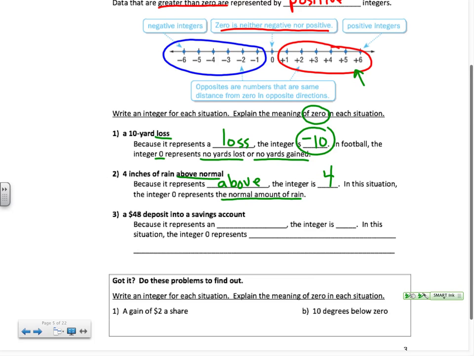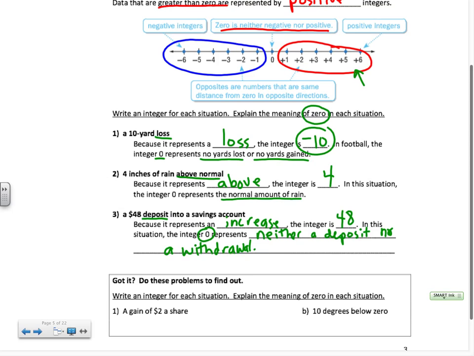Okay. And number 3, a $48 deposit into a savings account. Do we know that word deposit? Is it positive or negative, everyone? Positive. When we make a deposit, we're adding a number. So because it represents, we're going to call that an increase. The integer is 48. Okay, so in this situation, if we start with 0 in our savings account, that represents neither a deposit nor, what's the opposite of a deposit? Anybody know? Celine? Nor a withdrawal. So 0 means we haven't done anything.